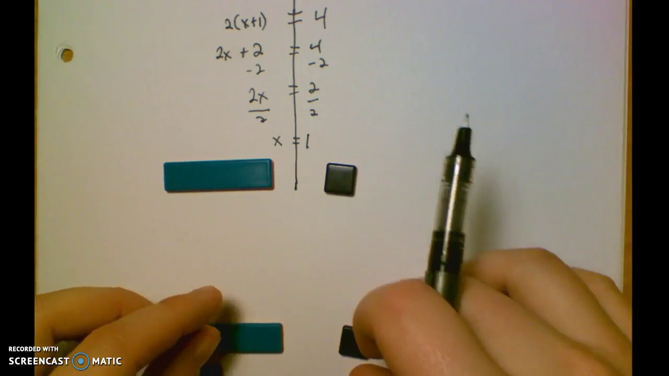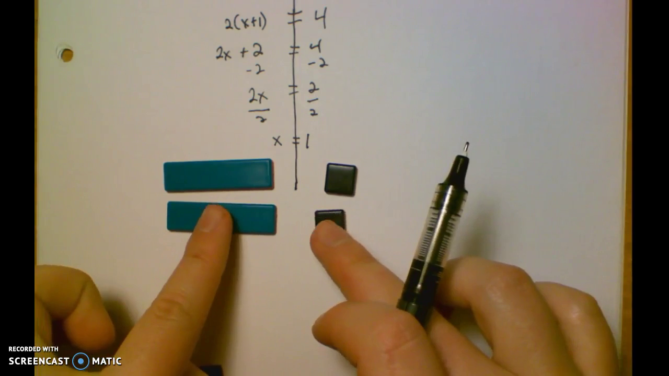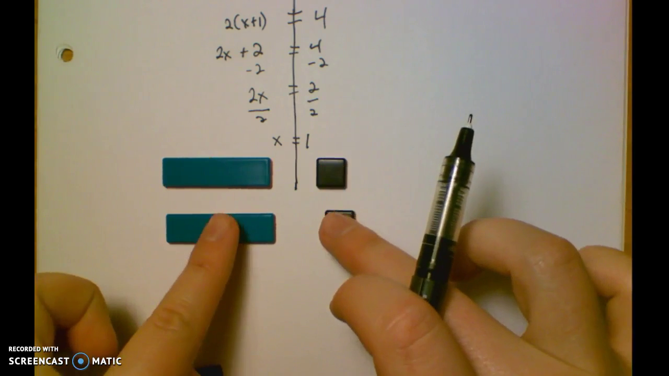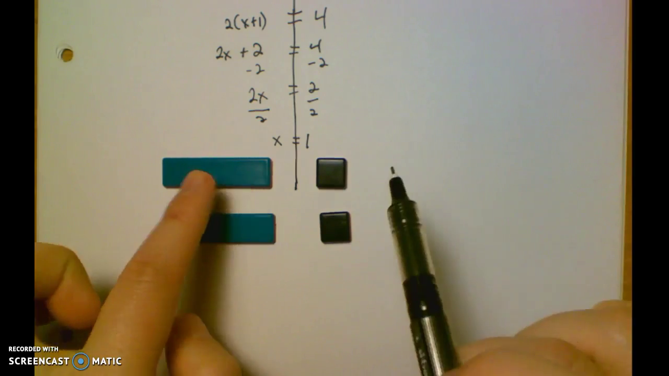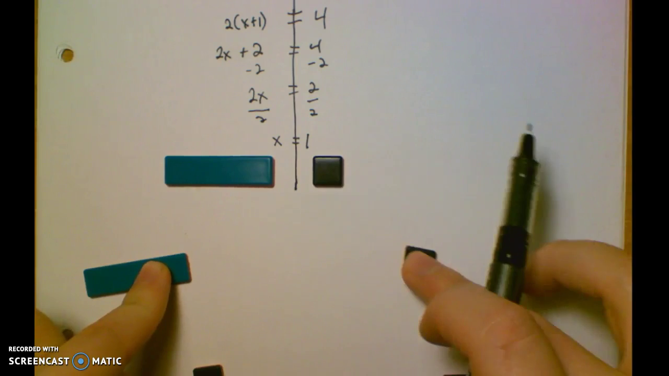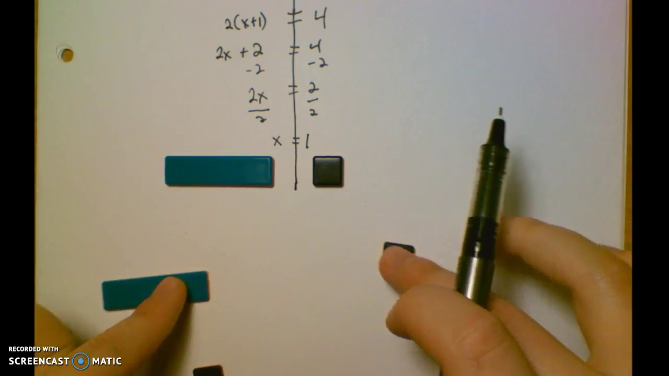And remember, the reason that I can take these off and still have it be a fair trade is that now that I've divided into 2 groups, each widget is worth $1. If I take 1 widget off here and I take $1 off here, that's still a fair trade because I've removed pieces that have equal value.